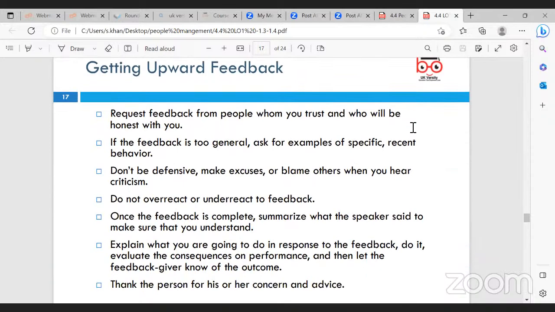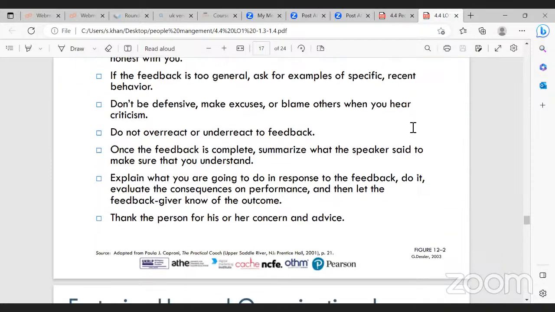Getting upward feedback: request feedback from the people whom you trust and who will be honest with you. If the feedback is too general, ask for examples. Don't be defensive, make excuses or blame others, and do not overreact or underreact to feedback. Once the feedback is complete, summarize what the speaker said to make sure you understand, explain what you're going to do in response to the feedback, and thank the person.